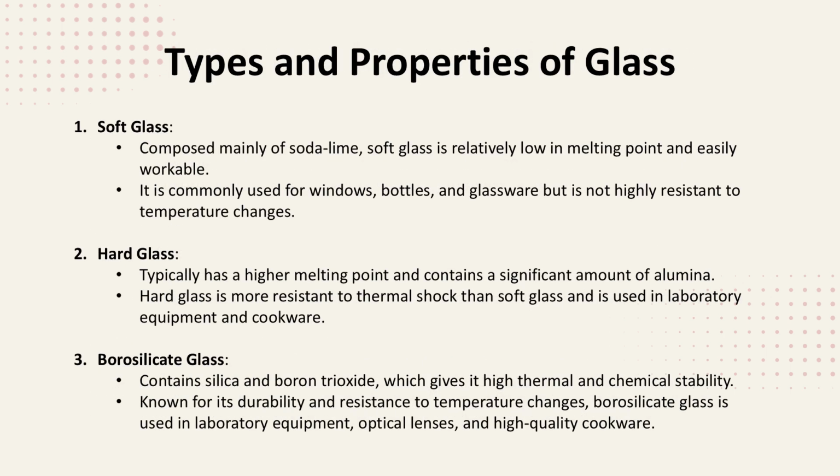Different types of glass are made to meet specific requirements. Soft glass, made mostly from soda lime, has a low melting point, is easy to shape, and is used for windows and bottles, though it's not highly resistant to temperature changes. Hard glass contains alumina, making it more resistant to thermal shock than soft glass. It is used in laboratory equipment and cookware.